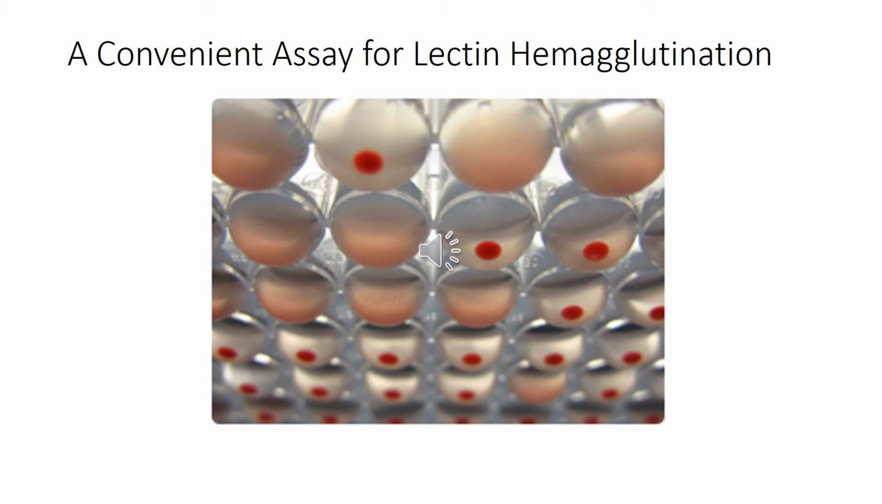This is an example of a convenient assay for glycan hemagglutination. When we see the red dot right here, it means that all the red blood cells are at the bottom of the well and there's no protein to bind with, so it won't be like this. In hemagglutination, the blood cells bind with the protein and stay on the well wall, and that's the standard that we're going to use in the future of our laboratory.